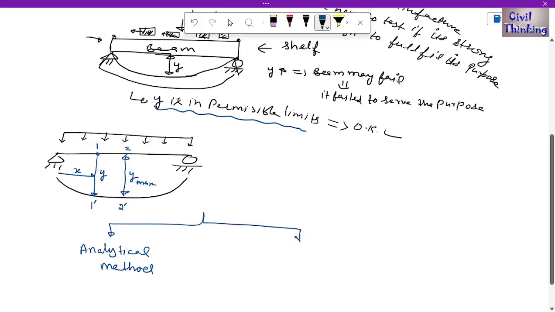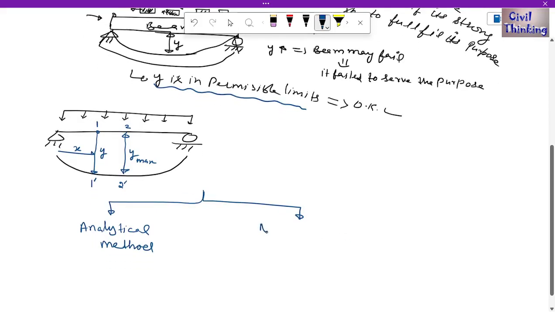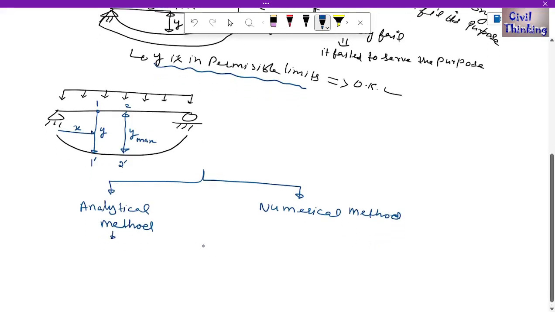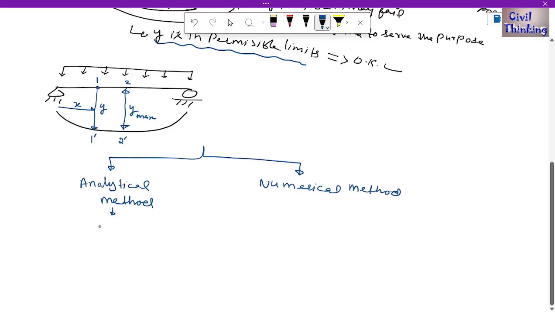and another is the numerical method. Now what is the analytical method? You have studied it. Analytical is basically using just simple formulas or differential equations, okay. Now let us talk about this.